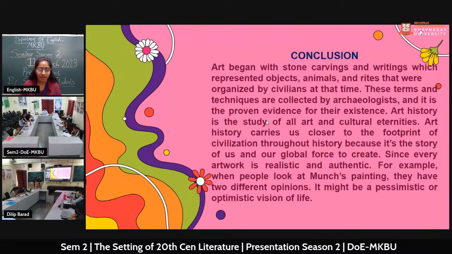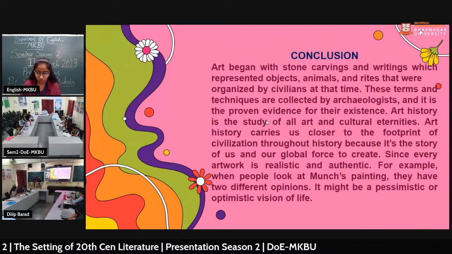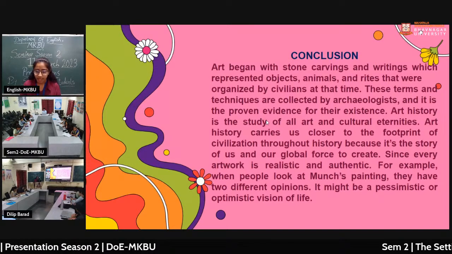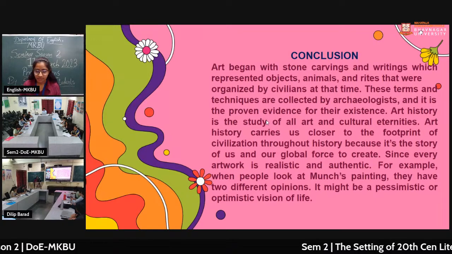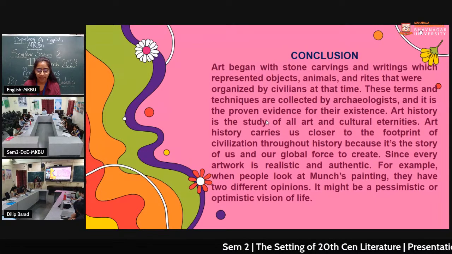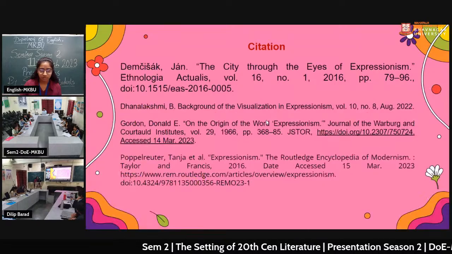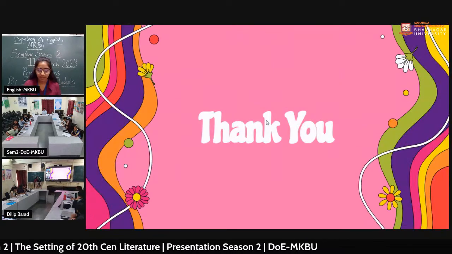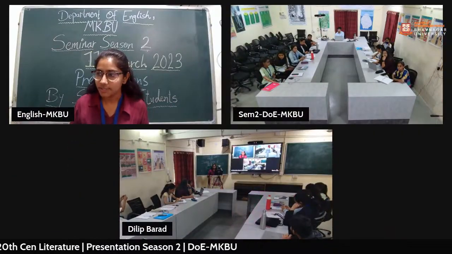For example, when people look at Munch's painting, they have two different opinions. It might be a pessimistic or optimistic vision of life. These are my works cited. Thank you. Is there any question?